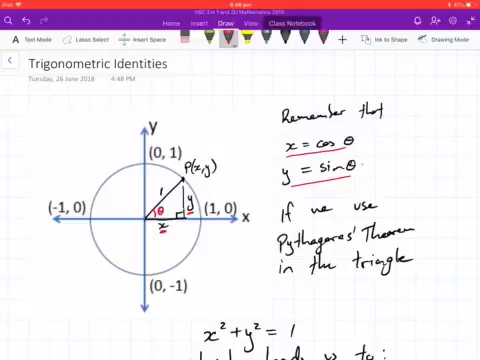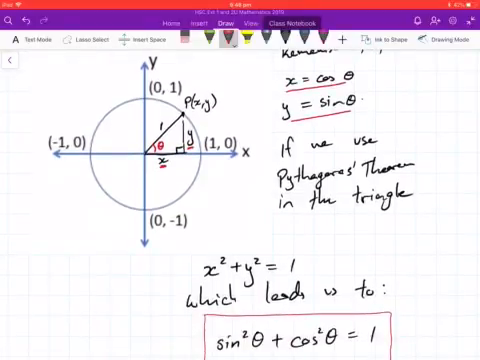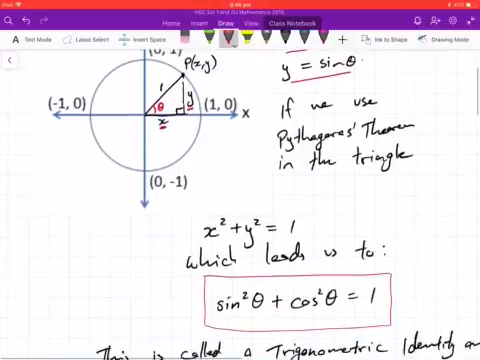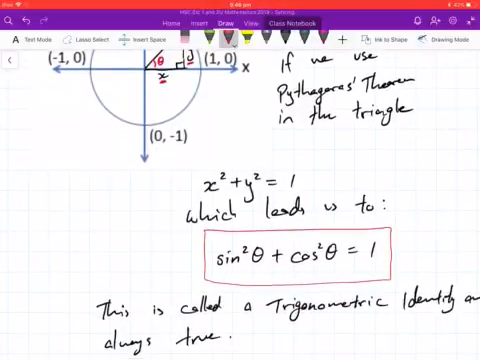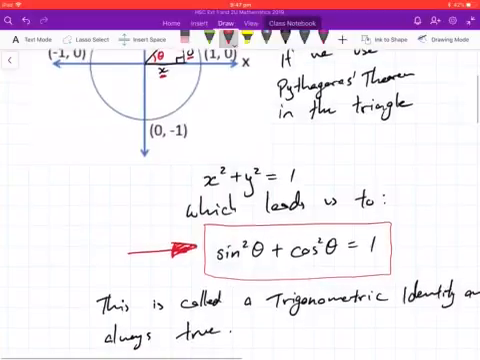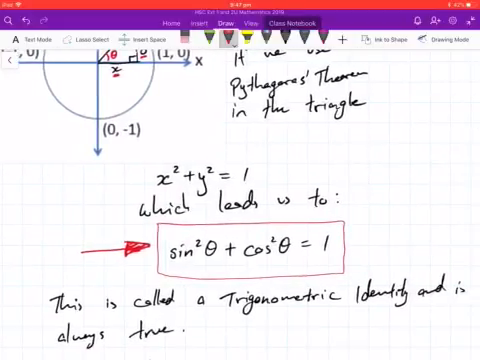Now if we use Pythagoras' theorem, x squared plus y squared equals 1. But if x is cos theta and y is sine theta, then we get this fairly important identity that you need to kind of remember. It is on your reference sheet, but it's good to have this one as a go-to identity in trigonometry. Sine squared theta plus cos squared theta is equal to 1, and that's true for any angle. No matter what the angle is, it's always true. And it's called a trigonometric identity.